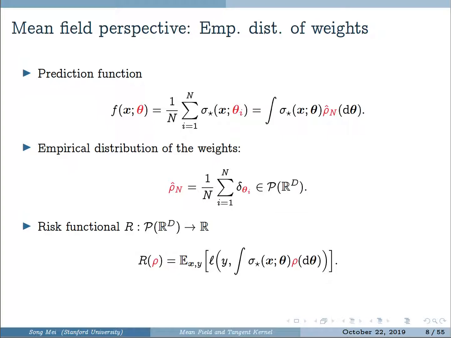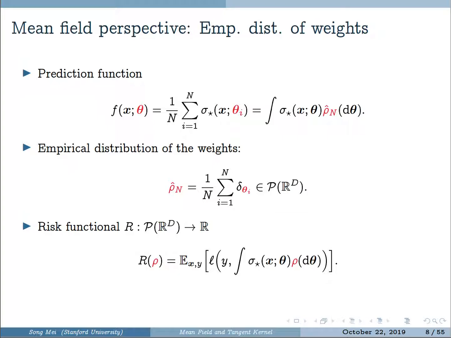Here comes the mean field perspective of analyzing two layers networks. So the observation is the following. If you look at the prediction function, and this is the average of the neuron associated to each parameter theta i, you can rewrite it as the integration of the sigma star function with respect to rho hat. Rho hat here is the empirical distribution of the weights. So rho hat is a distribution in the d-dimensional Euclidean space.